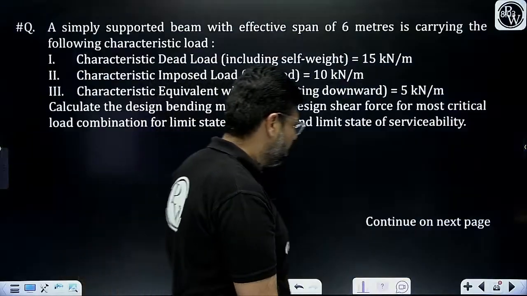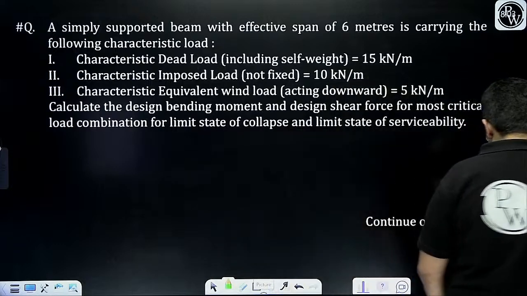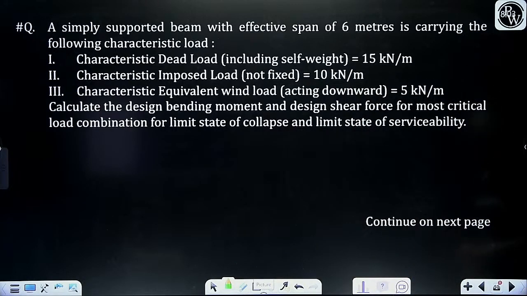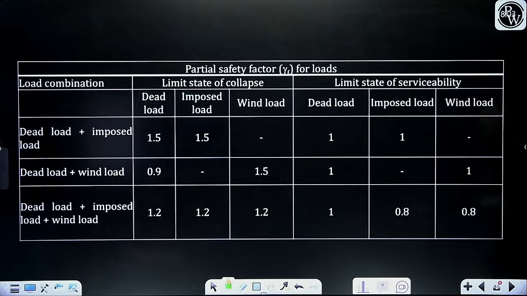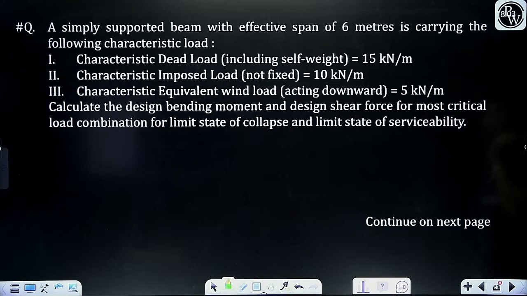I have put on the timeline. Now you can see the timeline. Try to attempt this question. I am giving you 2 minutes time. Very simple question. Just take the worst combination of load and find the bending moment for the simply supported beam. The maximum bending moment for a simply supported beam you already understand. It is WL square by 8, and the maximum shear force is WL by 2.